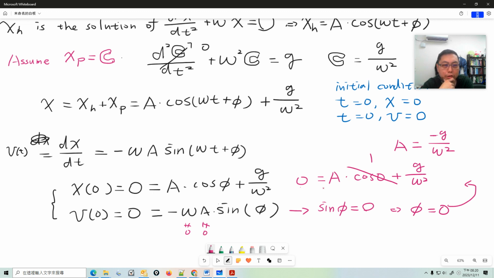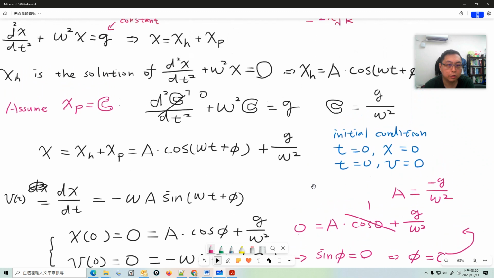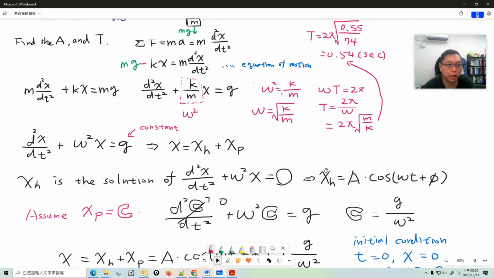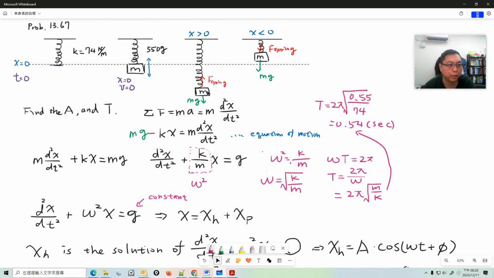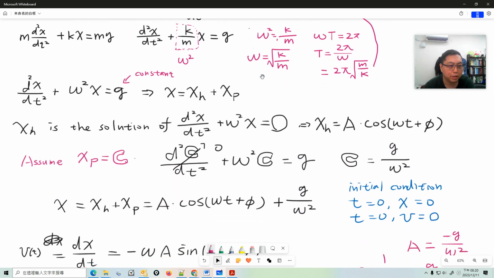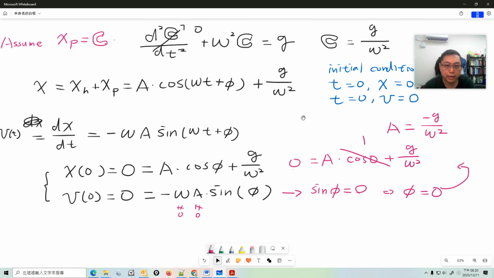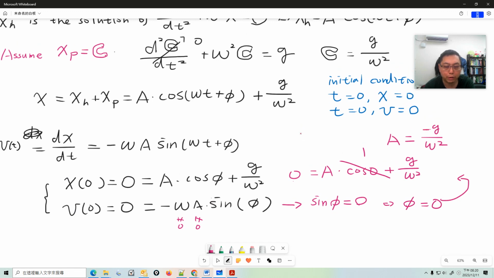In this system, I assumed that pointing down is positive and pointing up is negative. That's very strange. Okay, never mind. I have a sign issue here, so we can temporarily ignore the minus sign.